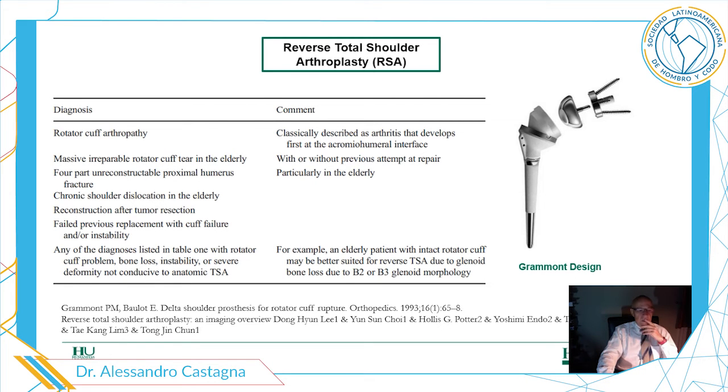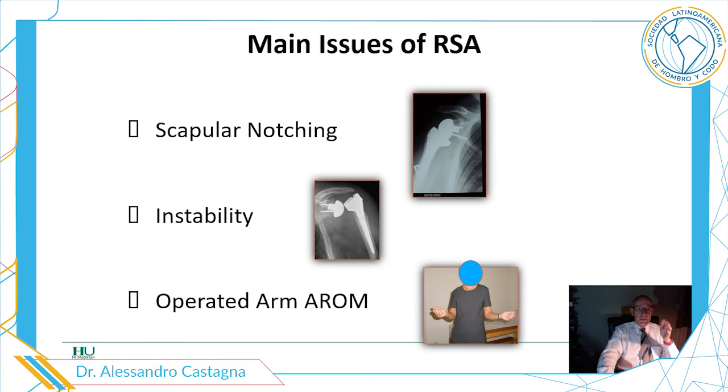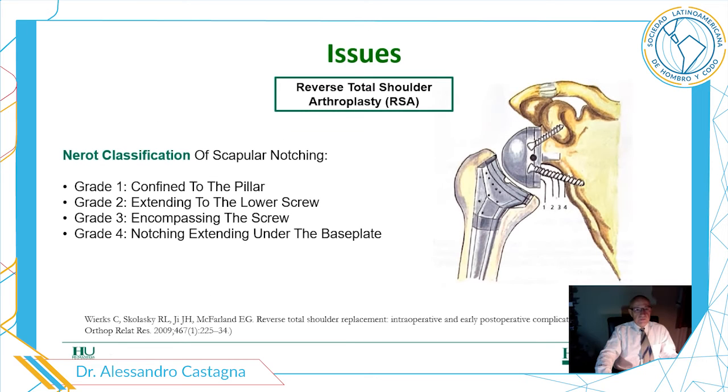Let's move now to the reverse total shoulder arthroplasty. Classically, this was described in arthritis with failure of the rotator cuff, especially in the elderly, in the original indication. And the main issues for this were scapular notching, we know about this, instability, and the range of motion for the patient. So this is the notching described with the Nerot classification that we didn't like at all, because it was somehow harming the stability of the glenoid component.